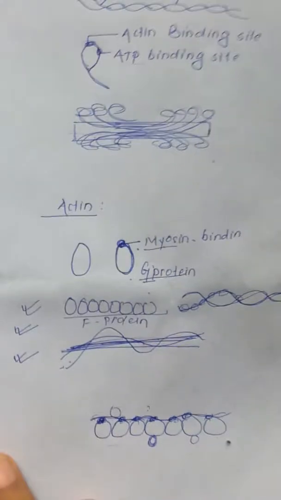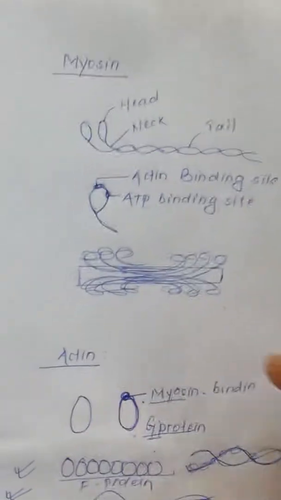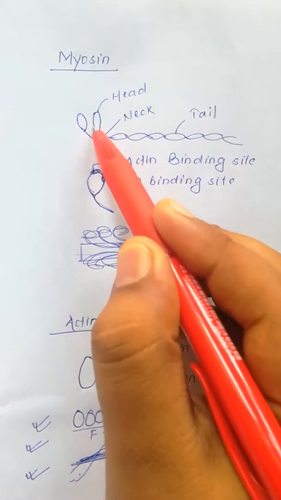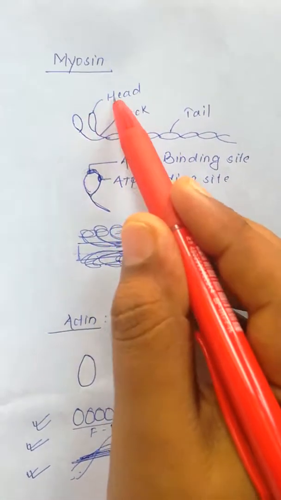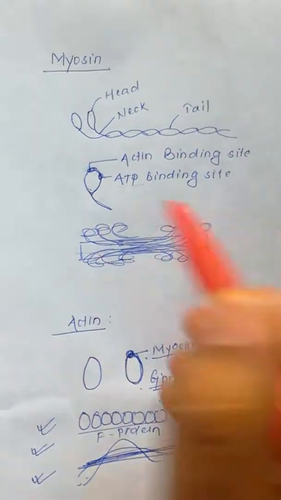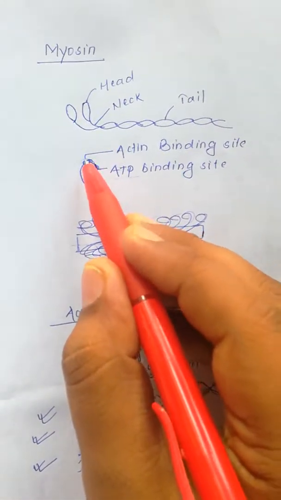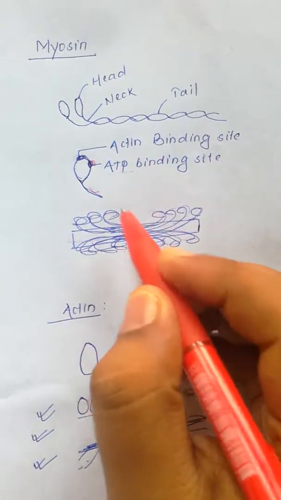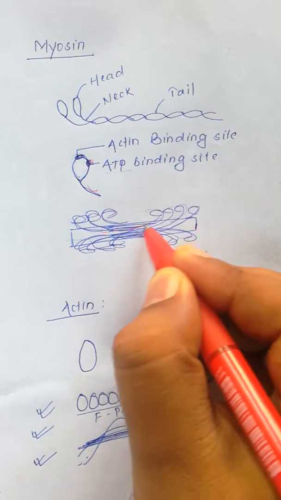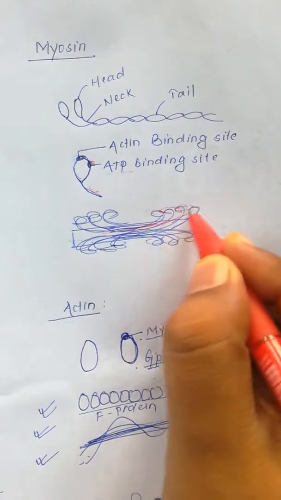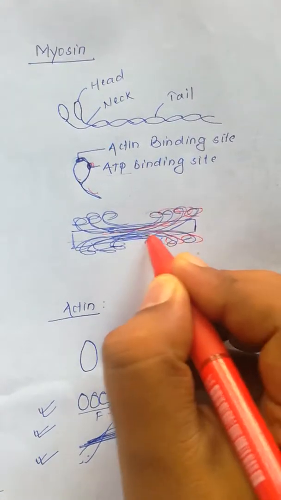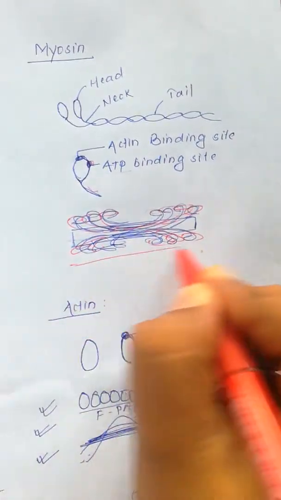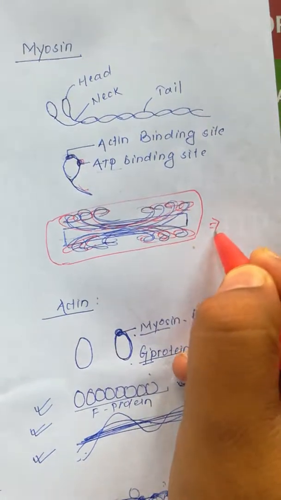Now we'll know the detail about the myosin filament. Myosin filament is composed of two polypeptide chains, and there are three parts. They are head, neck, and tail. Head portion consists of actin binding site and the ATP binding site. Okay, now if these filaments are arranged here, numerous filaments are arranged in this manner, and they form the thick filament, that is myosin filament, formed in this way.